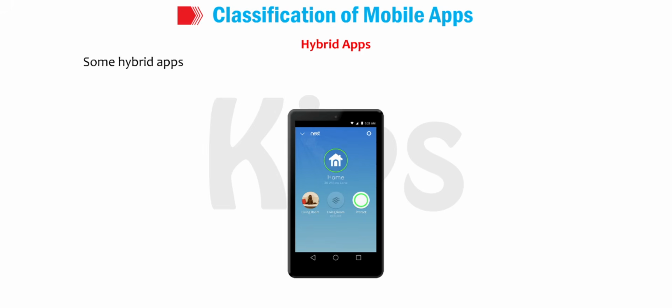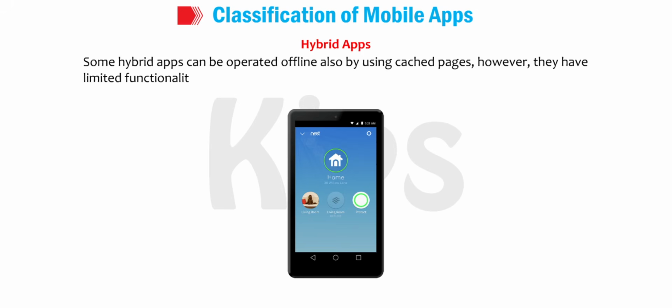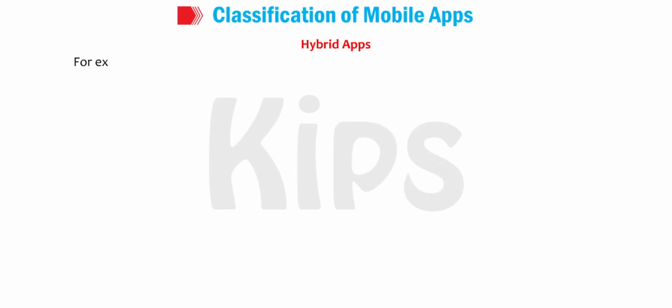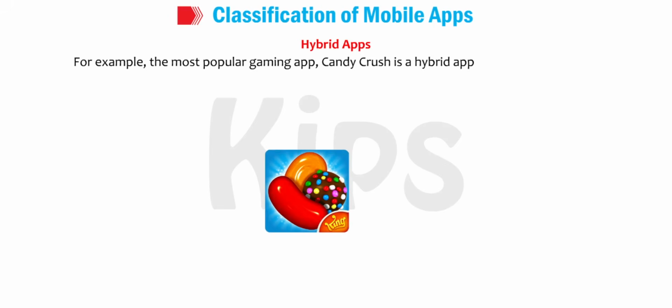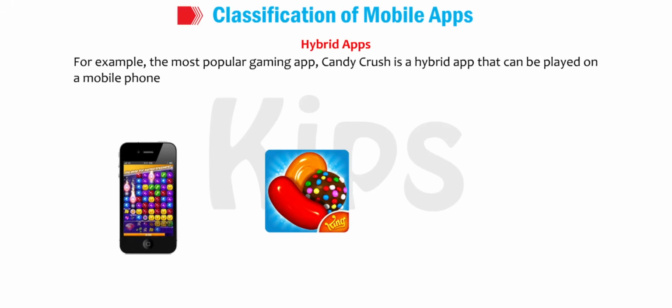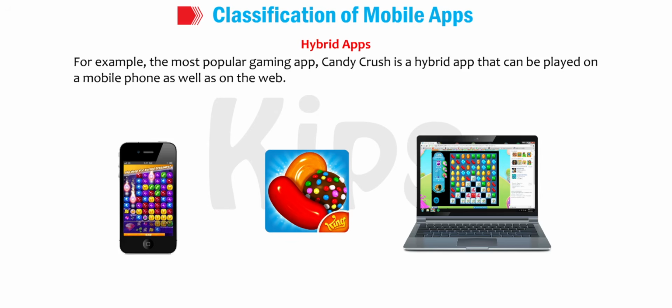Some hybrid apps can be operated offline also by using cached pages. However, they have limited functionality offline. For example, the most popular gaming app, Candy Crush, is a hybrid app that can be played on a mobile phone as well as on the web.